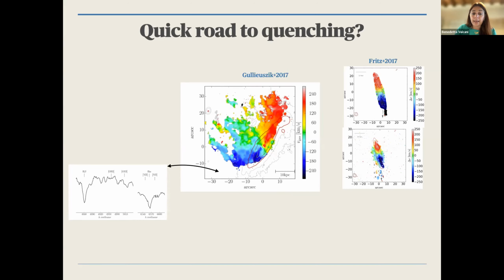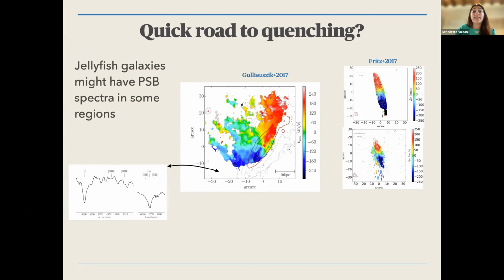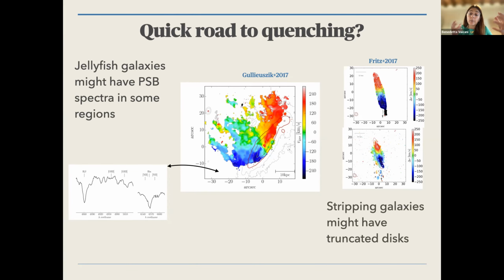And the spectrum on the left shows typical signatures of post-starburst galaxies, suggesting that here the gas has been stripped very quickly and the star formation has been interrupted very abruptly, as is the case for post-starburst galaxies. On the right, there is another example where we have a truncated disk. The gas disk is smaller than the stellar disk.